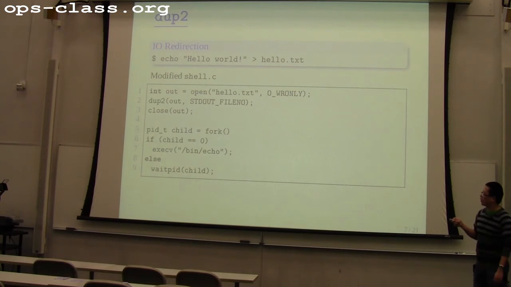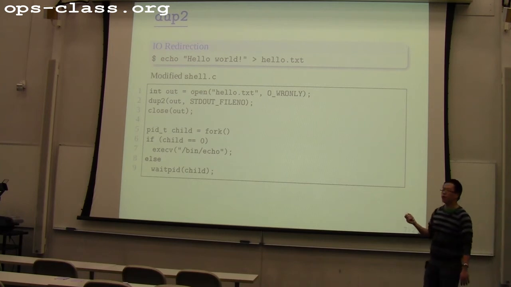Now we do the fork and exec part. So in echo.c, we still do printf. Printf will write the content to stdout. But in that case, stdout actually points to this file instead of the console. So without modifying the code for echo.c, we implement the IO redirection. That's how dup2 can help to modify the file table.